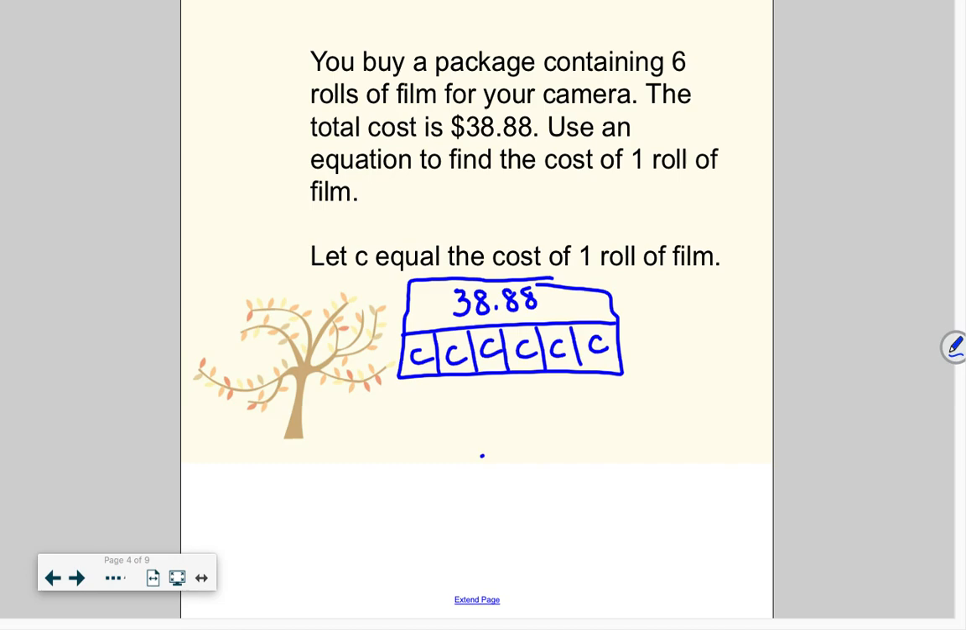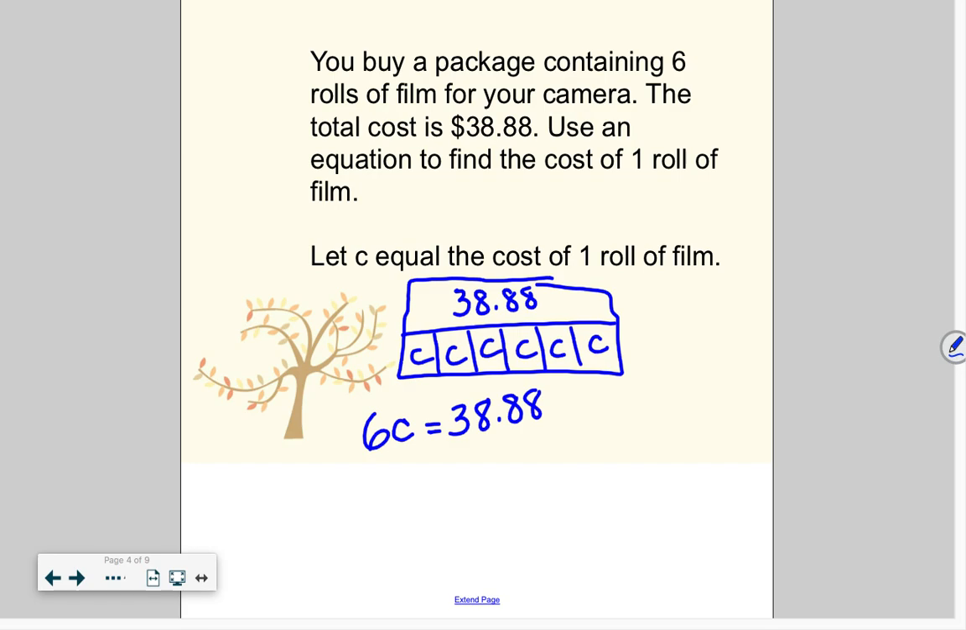Isn't multiplication really repeat addition? C plus C plus C plus C plus C plus C. Anytime it tells you that it is going to be per roll or for each roll, you need to think about this being a repeat addition type question. Well, I don't want to say C plus C plus C plus C plus C plus C. It's a lot faster and easier to say 6 rolls of film times the cost per roll equals my total price of $38.88.